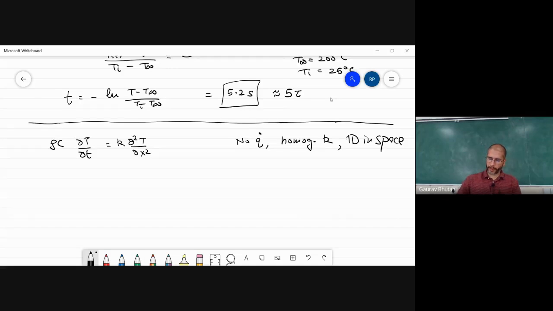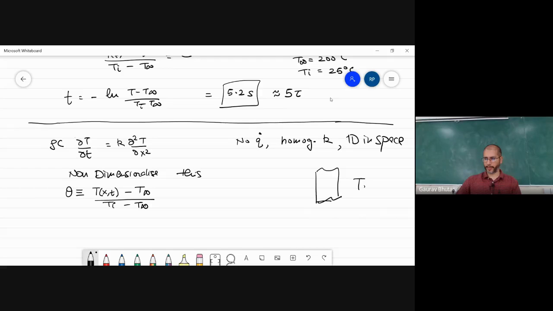What we'll do now is we will non-dimensionalize. We define theta as the temperature, which is a function of x and t, minus T infinity, divided by T initial minus T infinity. T infinity is the temperature of the surroundings of this solid, and T initial is the temperature at t equal to zero, that's the initial condition. So we create this new non-dimensional temperature, which we call theta.